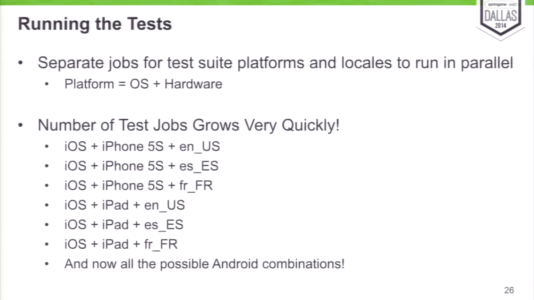I want English on iPhone with iOS 7. I want French on iPad with iOS 8, right? And just have those be jobs. It's really easy to set up Jenkins master slaves, and you can execute these all in parallel.